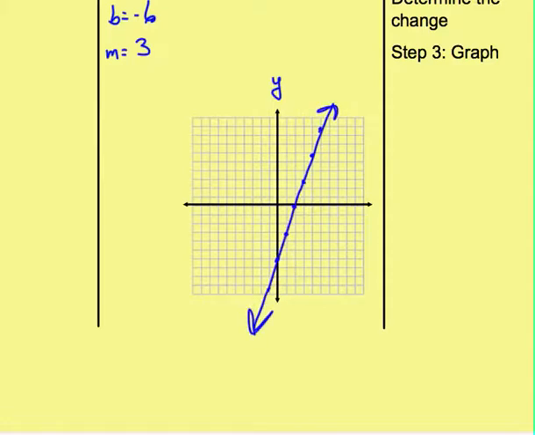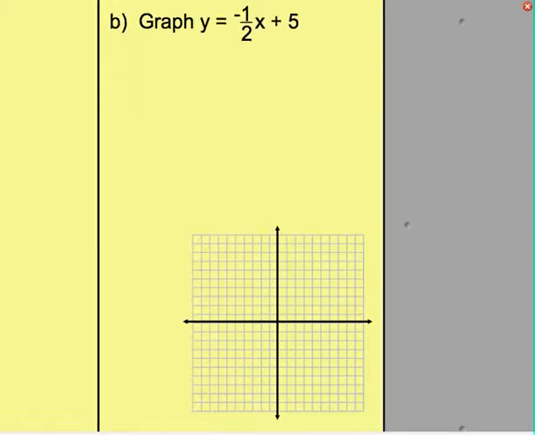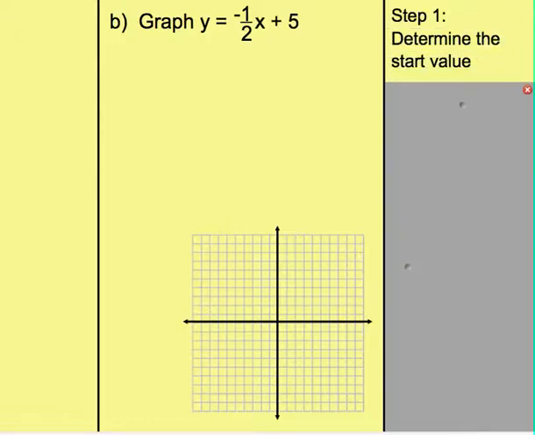Let's take a look at a couple more. Our next formula is exactly the same as the last one, so let's jump to the second one. We've got y equals negative 1/2 x plus 5. So what is our starting value? If you need to flip it around, go ahead, but remember the starting value is what you are not multiplying by your x. So I'm not multiplying the 5 by the x, so that's my starting value.